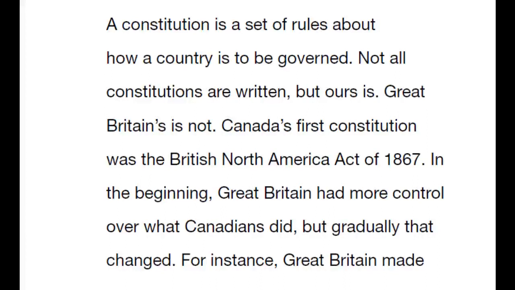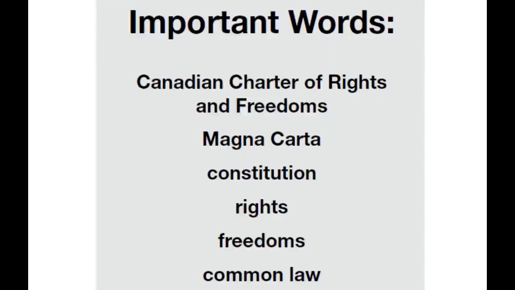A constitution is a set of rules about how a country is to be governed. Not all constitutions are written, but ours is. Great Britain's is not. Canada's first constitution was the British North American Act of 1867. In the beginning, Great Britain had more control over what Canadians did, but gradually that changed. For instance, Great Britain made, and we will continue on the next page, but let's look at the important words.